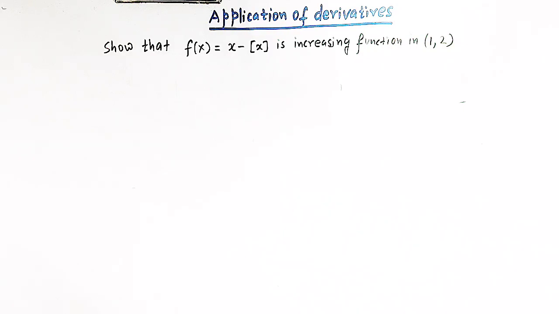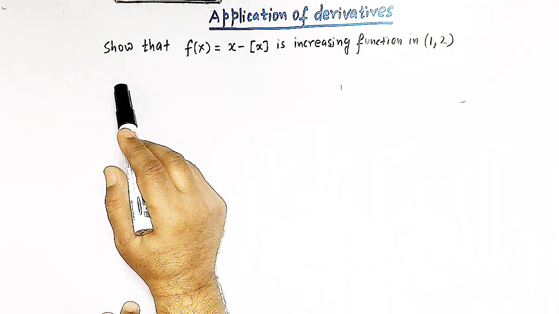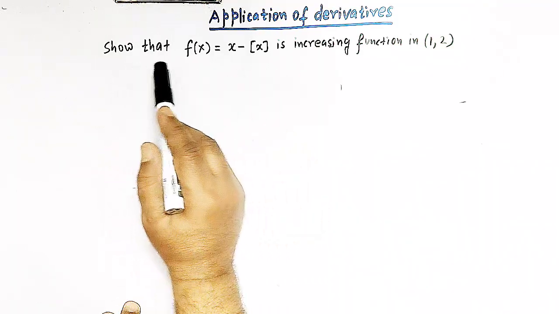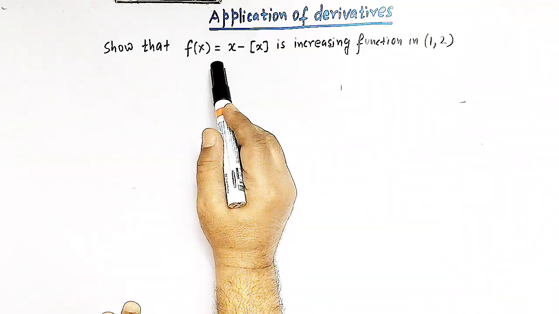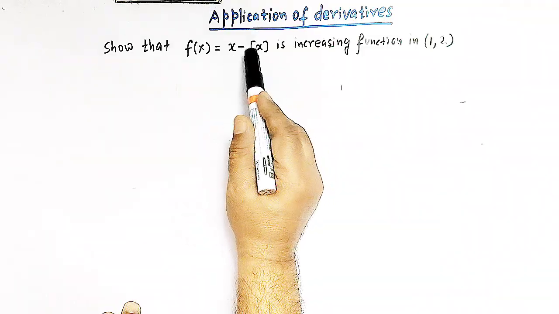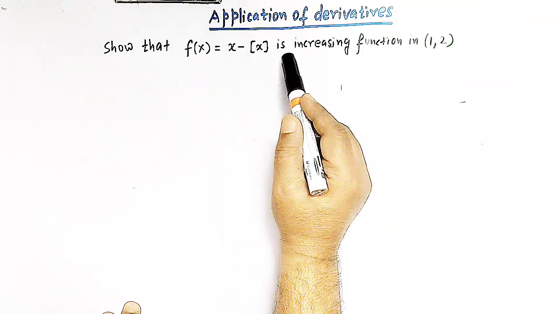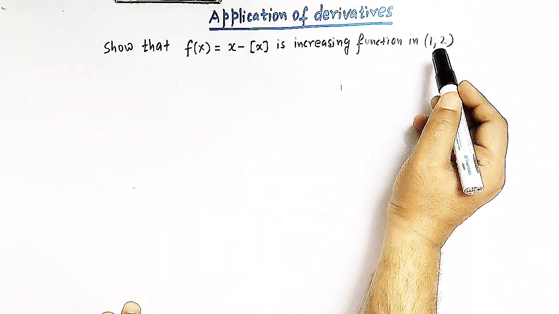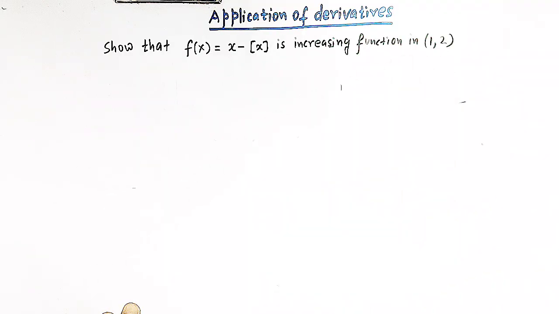Hello viewers, in today's session we are going to discuss another important problem from application of derivatives related to increasing and decreasing functions. So here we are going to solve this problem where we have to show that f of x, which is x minus greatest integer of x, is an increasing function in the open interval, that is 1 comma 2, right?